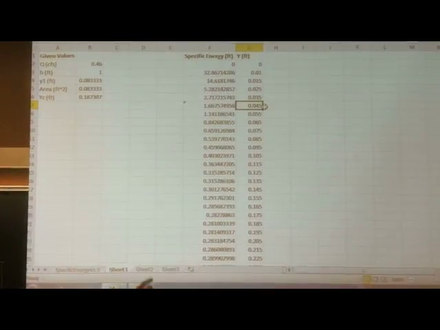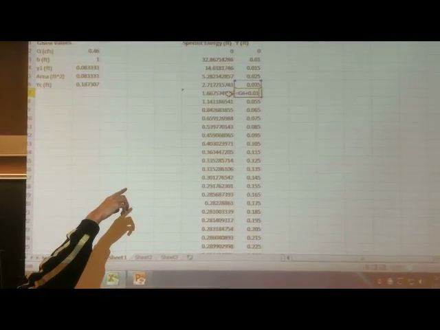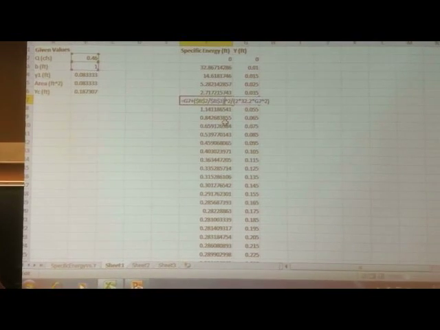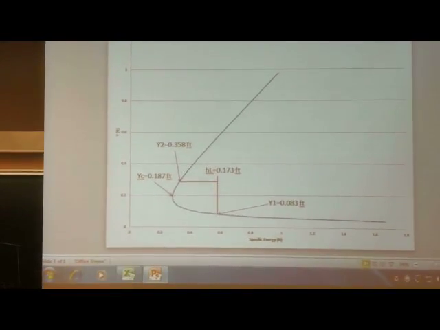Using the equation that we found earlier, we take the y and add 0.01 feet to each interval. Then we find the corresponding specific energy using that equation shown there. When you plug all the points in and find the graph, this is what it should look like.